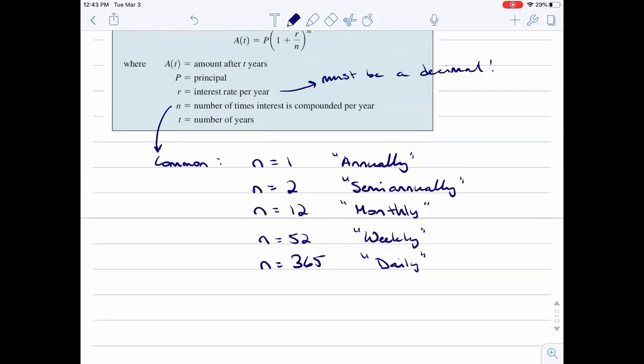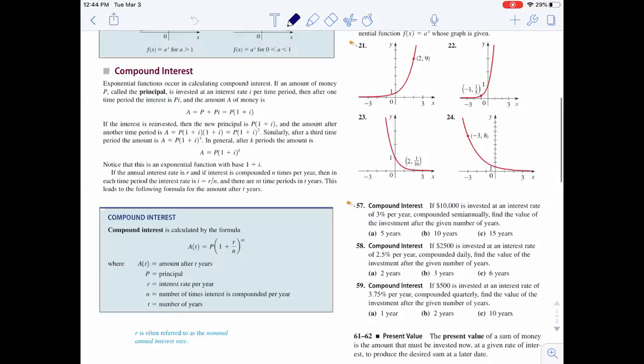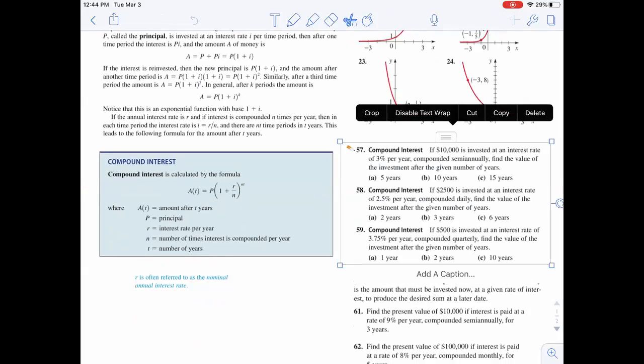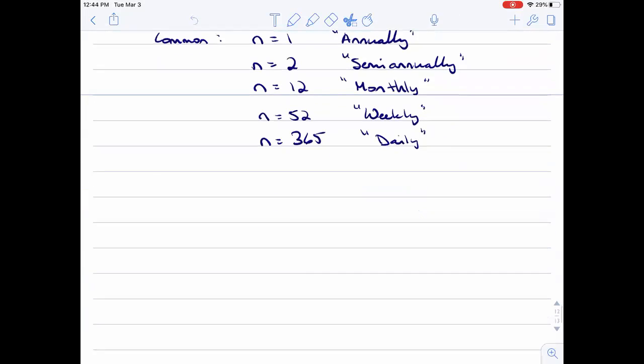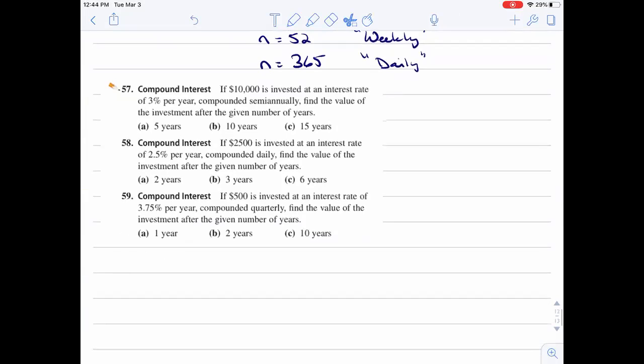And so let's do a problem. Which one of these should we do? 58, you got it.